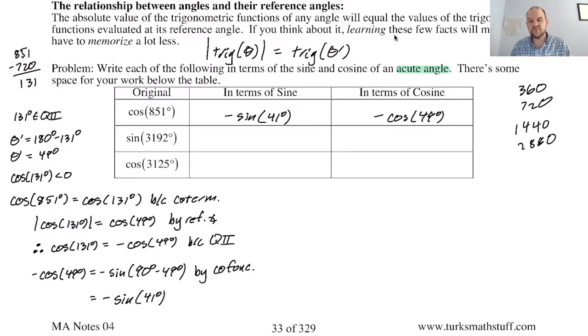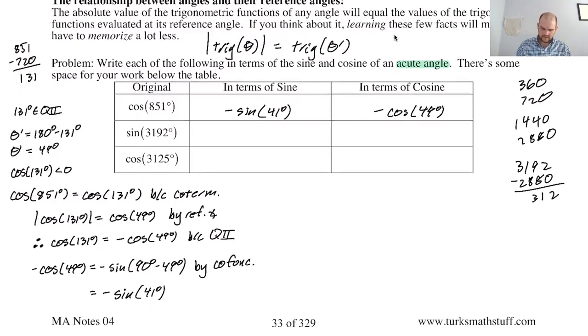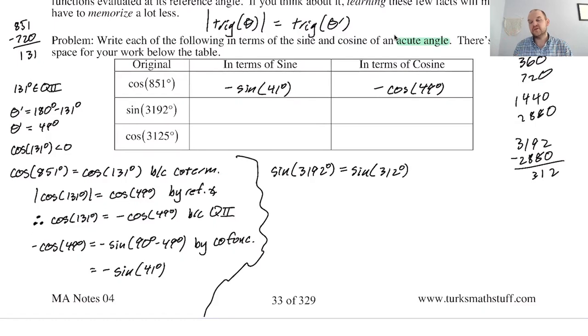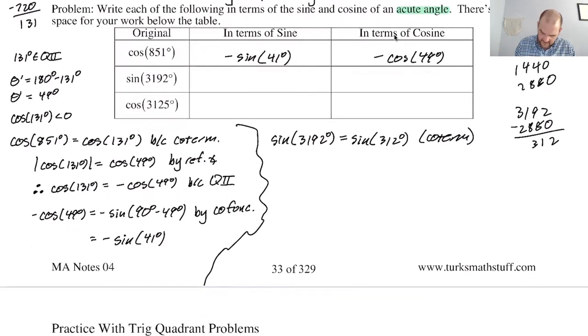I'm going to subtract, see if I get something between 0 and 360. If I do, I'm done. If not, I'll subtract 360 again. Not really a problem. So I'm going to do 3192 minus 2880, which is 312. All right. So to start with, we'll say the sine of 3192 is equal to the sine of 312 because they're coterminal.